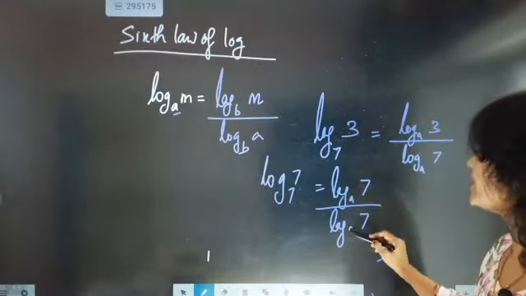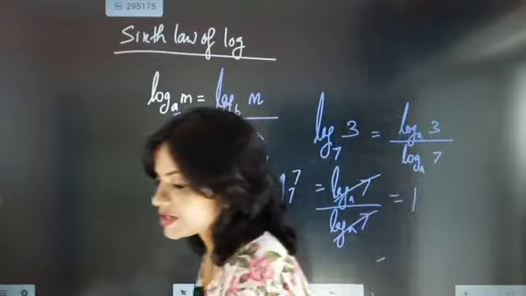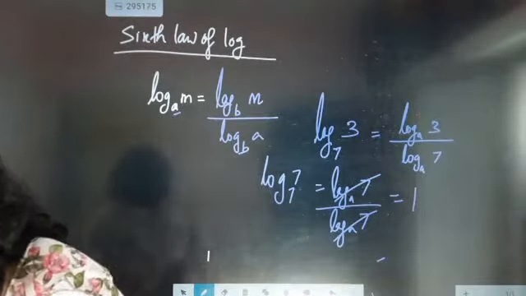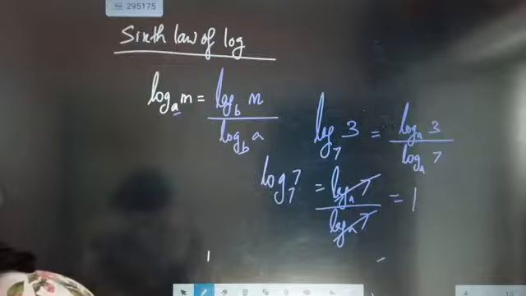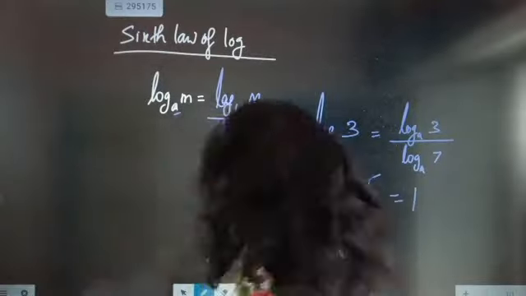You can write it here as a. So it is coming as 1, it is coming as 1, beta. So log e to the power 3 by log e to the power 7, yes, we can write like that.